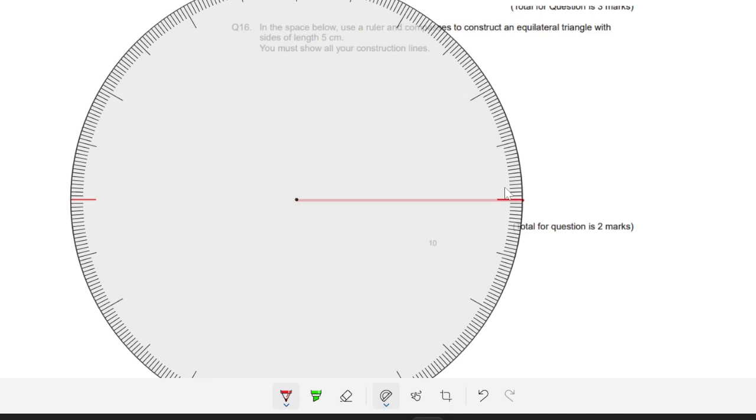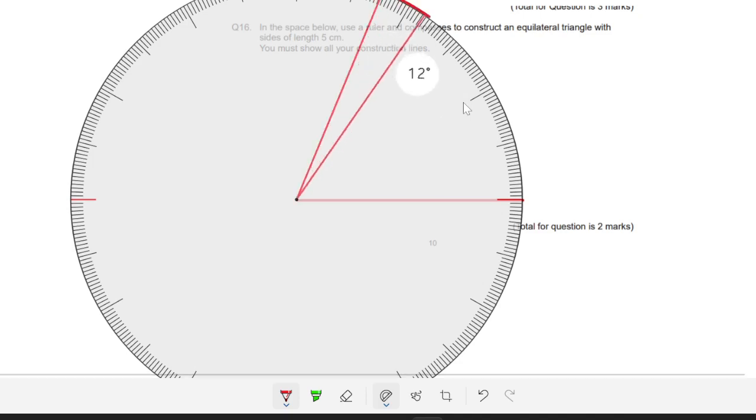And I've just realized this might not work particularly well. I should have maybe had a bit more space. But I'll show it this anyway. So I'm going to start by drawing an arc in the center from that point.